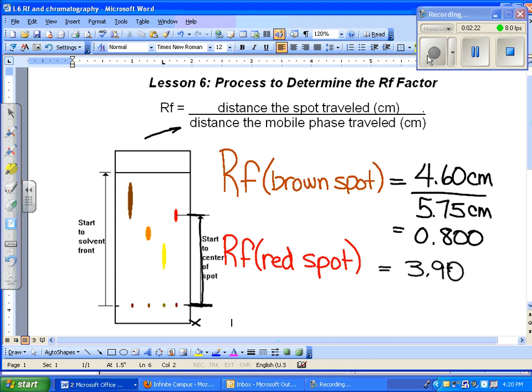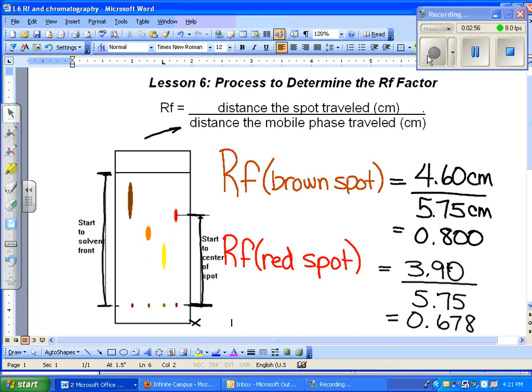Since this is the same chromatogram or chromatography strip, the distance the mobile phase traveled is going to be the same. So when you do your Monster Monkey lab, this bottom number, the distance the mobile phase traveled, would be the same for one strip. So when I do the calculations here, the number comes out to be 0.678. There's no units on that. It's kind of a percentage.